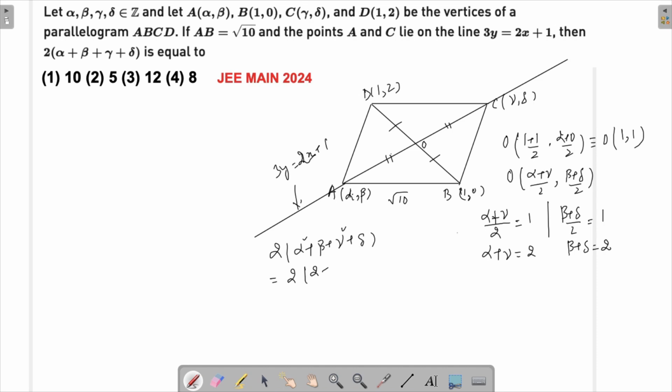So this will be 2 plus 2, 4, and then 2 into 4 is going to give me 8. So 8 will be your answer, and that is it. Actually, in this question, not much to do.